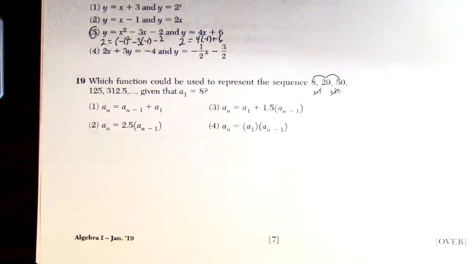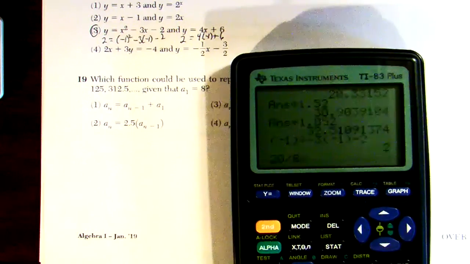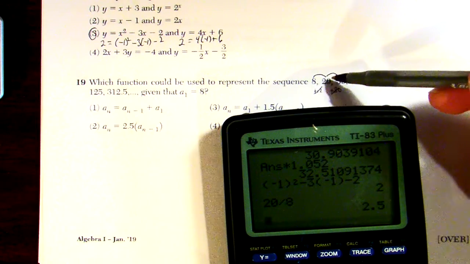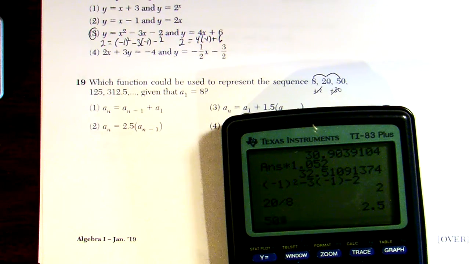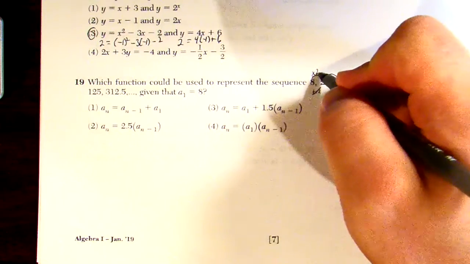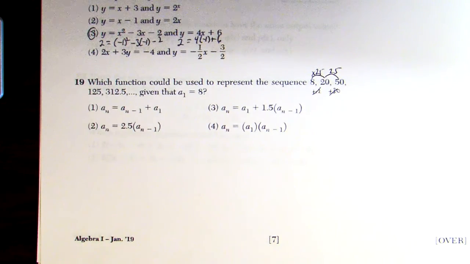And if you don't know, you can go backwards. 20 divided by 8. So 20 divided by 8 is 2.5. So that means then 50 divided by 20 must be the same. And just to check it, lo and behold, it is. So I'm multiplying by 2.5 each time to get that next number. So all I'm doing is multiplying.